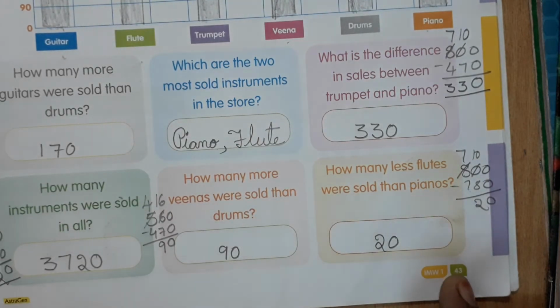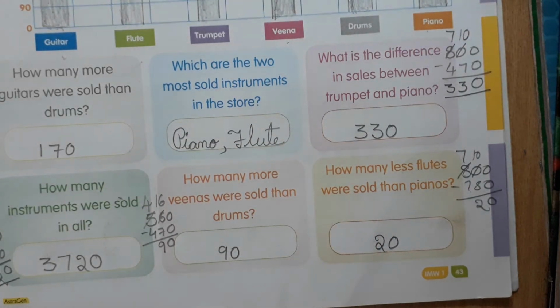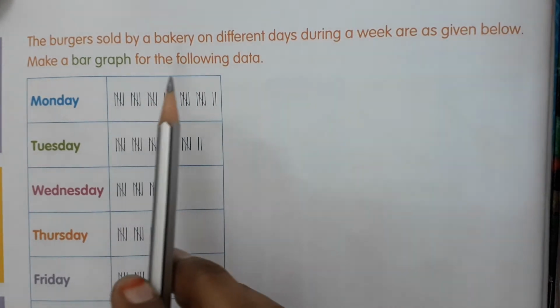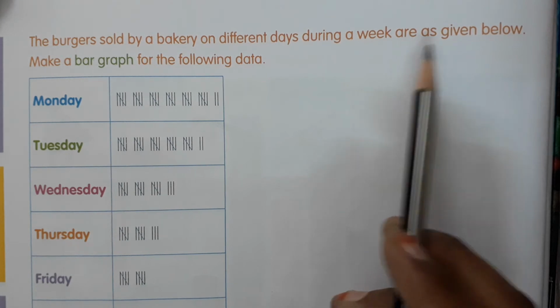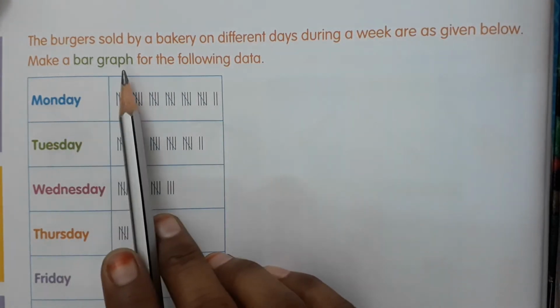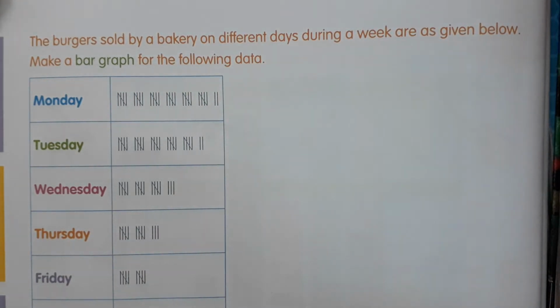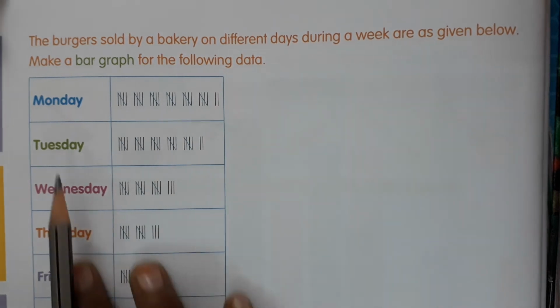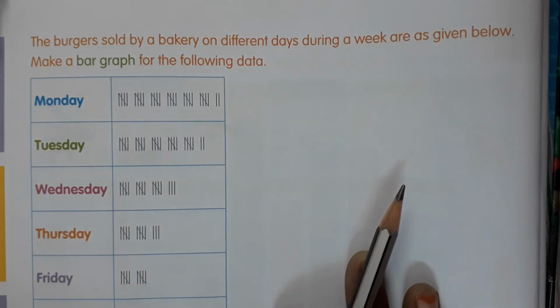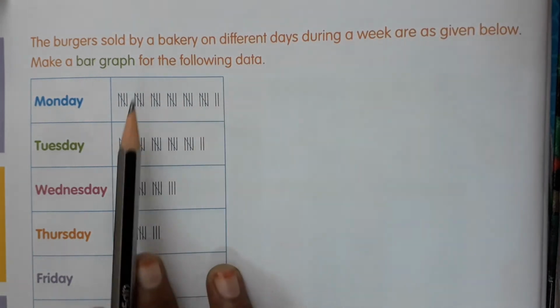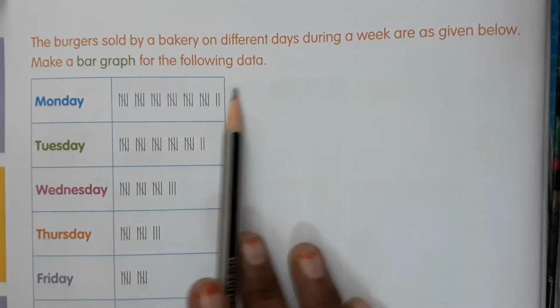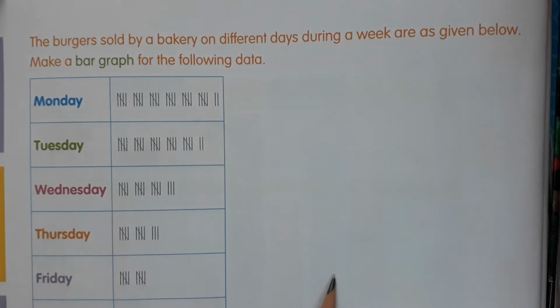Okay. Now come to the next page. The burgers sold by a bakery on different days during a week are as given below. Make a bar graph for the following data. So this is the information about the burgers sold by a bakery and they are given like tally marks. You have to convert into numbers and draw a bar graph here, children.